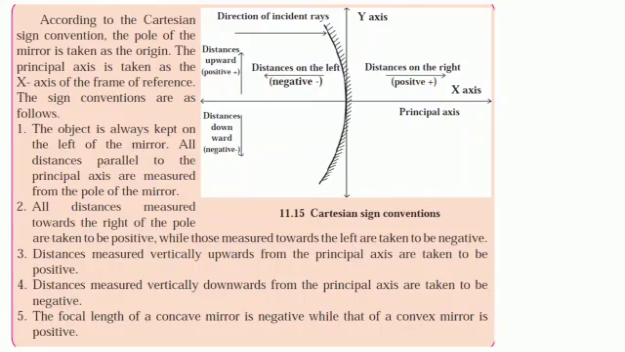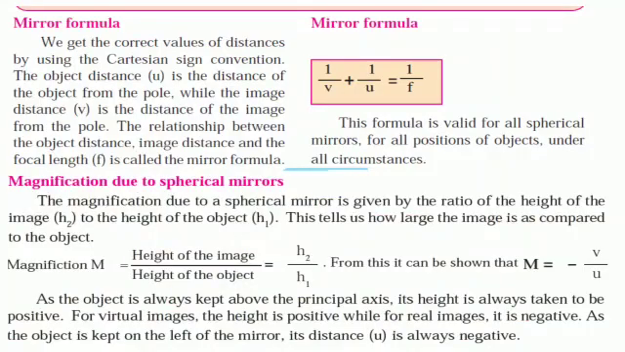The distance between pole and F, that is principal focus, is called focal length. Already we have studied in previous slides. So 5 conditions are there given in Cartesian sign convention. The focal length of a concave mirror is negative, while convex mirror is positive. Mirror formula. We get the correct values of distance by using Cartesian sign conventions.